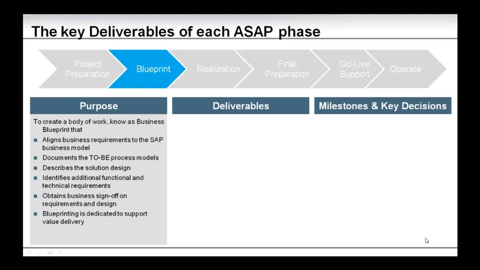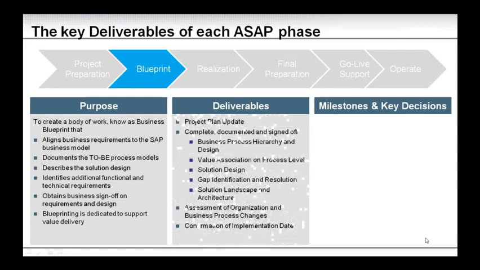It describes the solution designs, it identifies additional functional and technical requirements that might not have been known in the preparation phase as we started the project. And no matter if it's additional requirements or existing ones that are validated, we need to have a business sign off to the requirements and design. And the blueprint is dedicated to support the value delivery. So again here the value: what is it we want to achieve, what are the goals of the project. So this is what the blueprint needs to achieve.